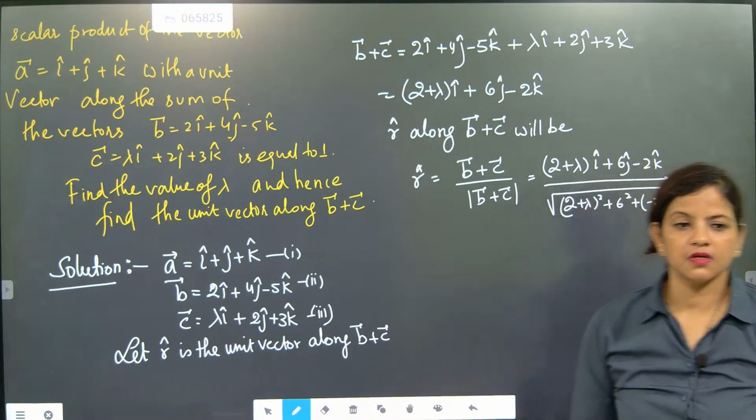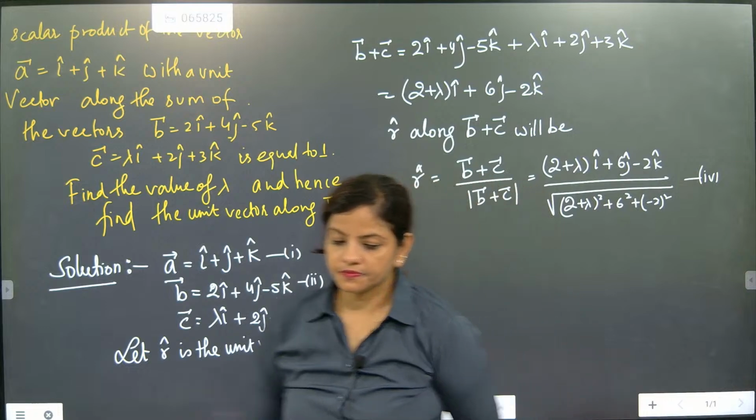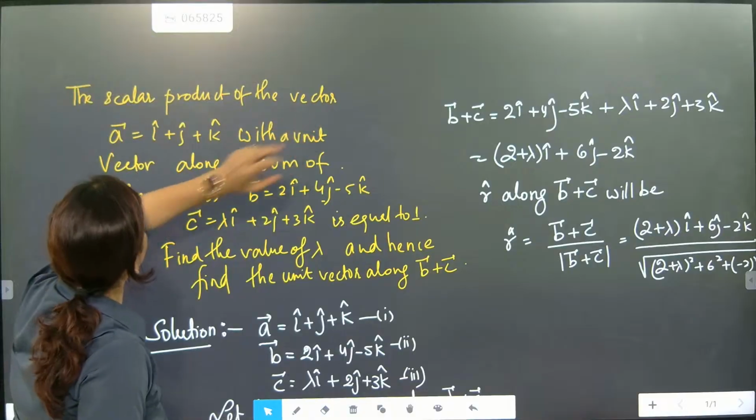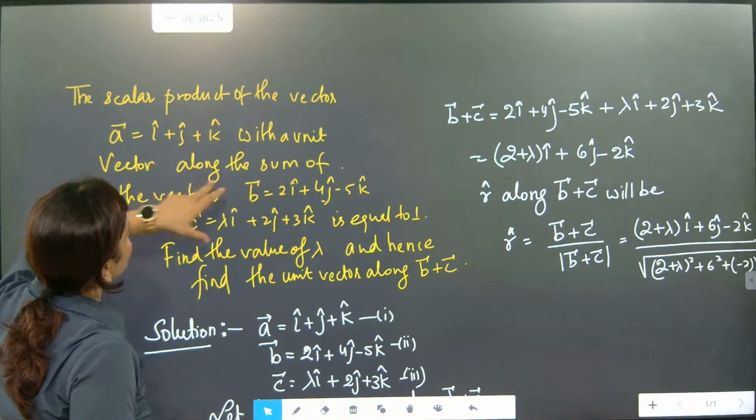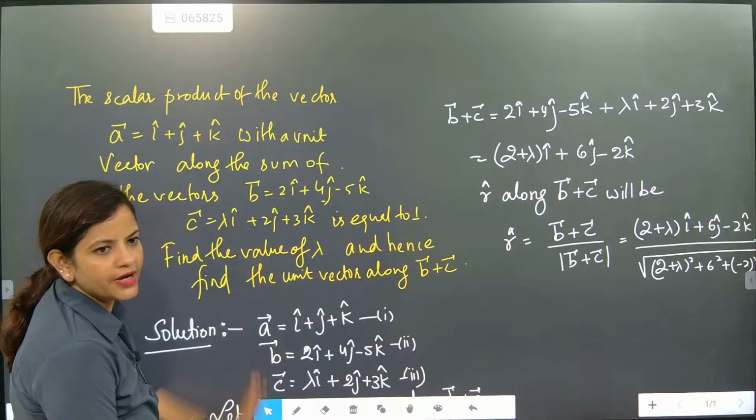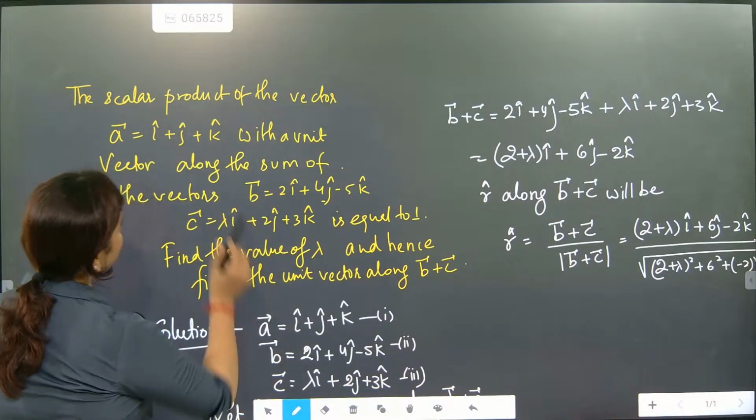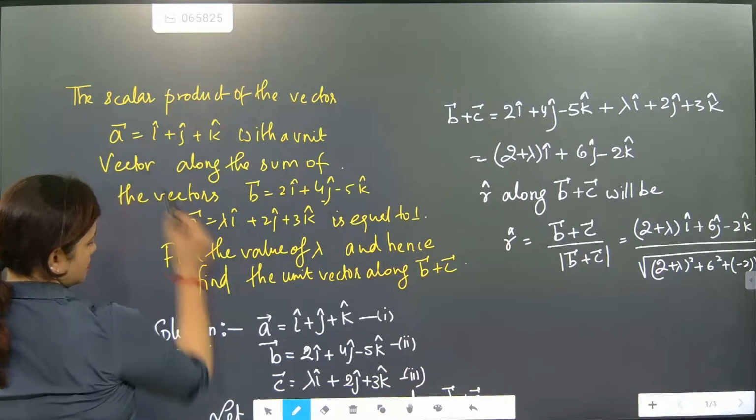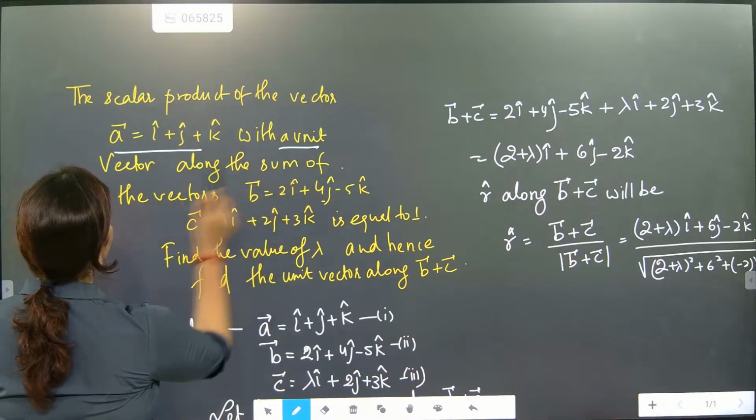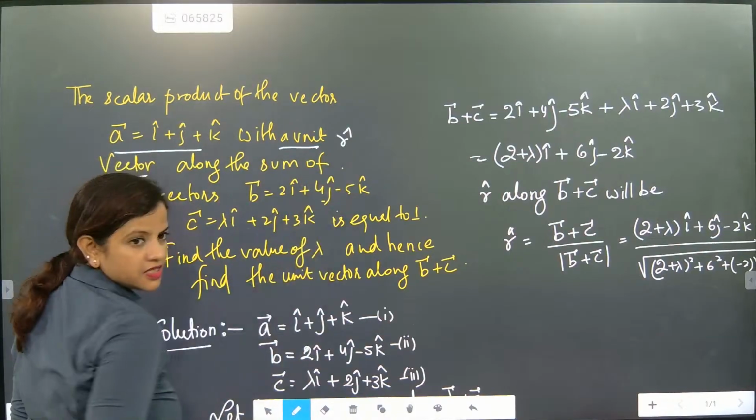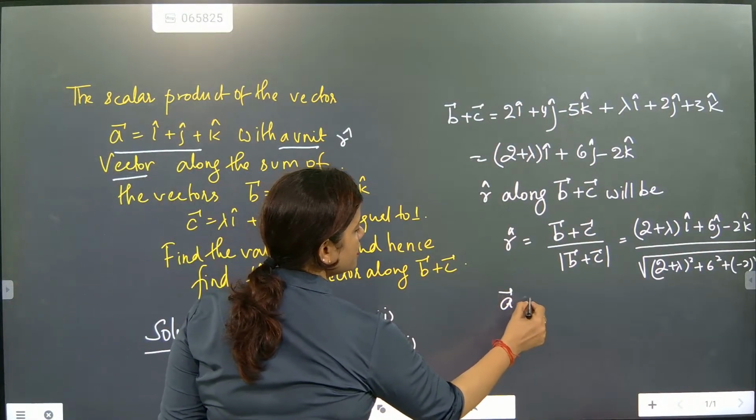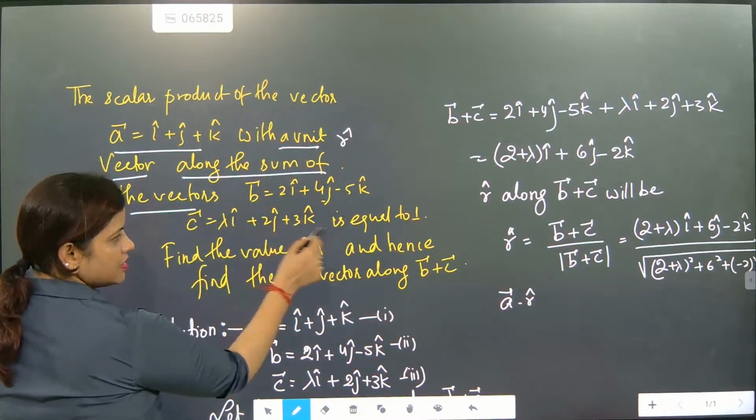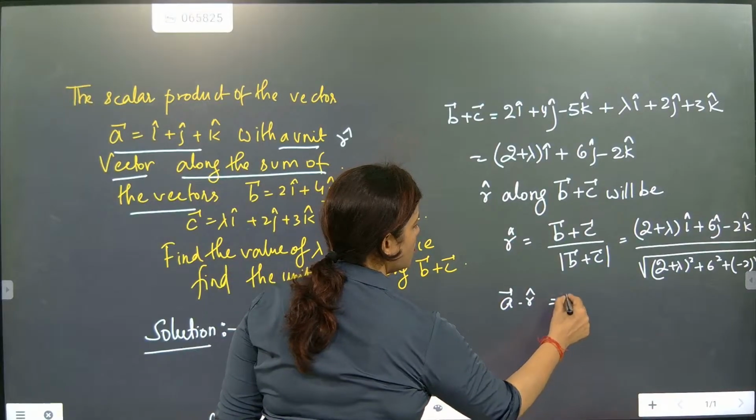Write down first. They told that, now we will go for this section. Please children, the scalar product of a vector with a unit vector along the sum is equal to 1. What they told? The scalar product of a vector with a unit vector. What unit vector we have taken? This. So the scalar product of a vector with the unit vector along the sum of the vectors is equal to 1.